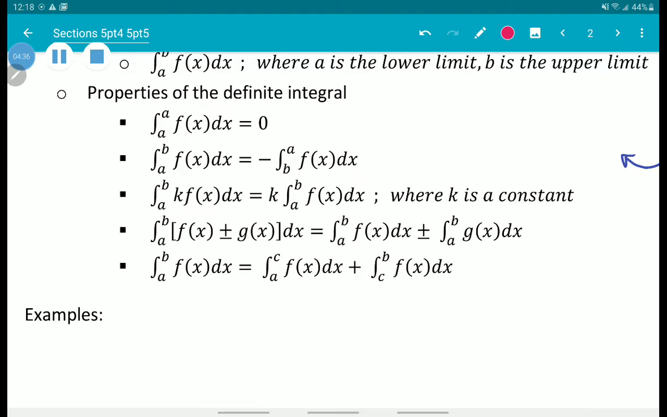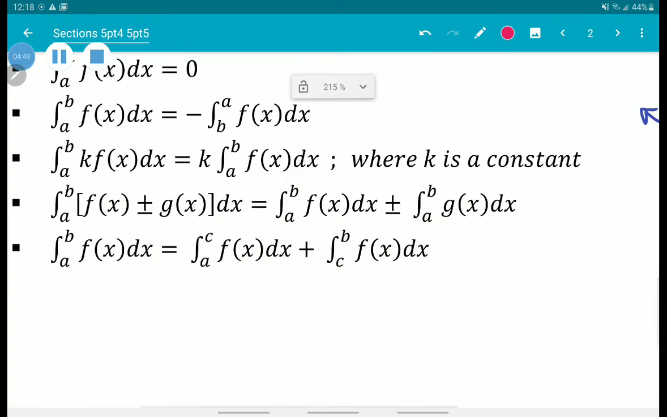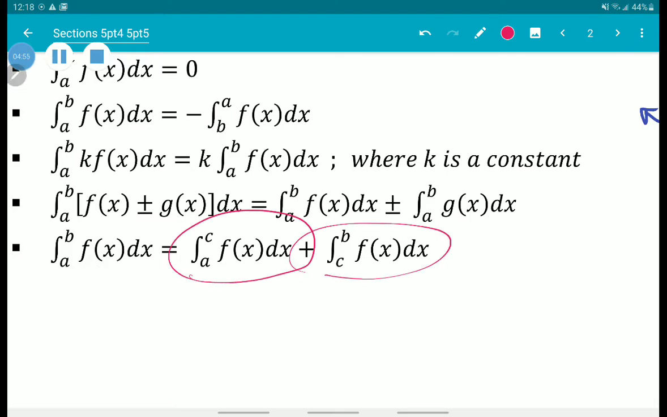We also have a sum and difference property. If I'm integrating from A to B of f of x plus g of x, I can integrate each piece separately. Notice I'm using A and B as the limits on both. And then the last property, if I'm integrating from A to B of f of x, I could split that up into two different pieces.